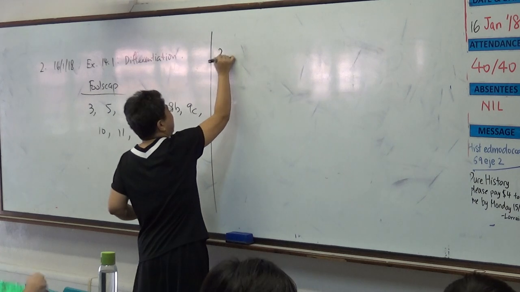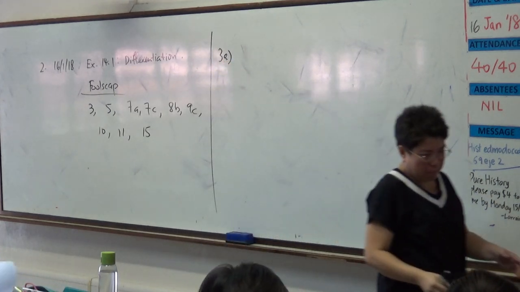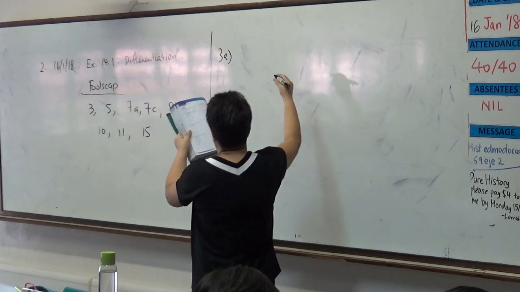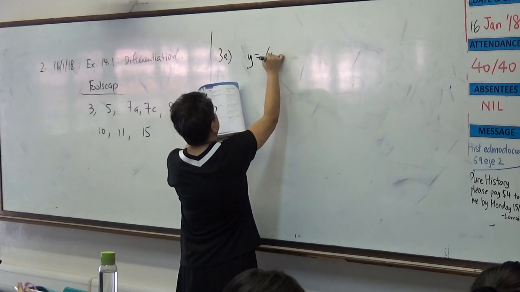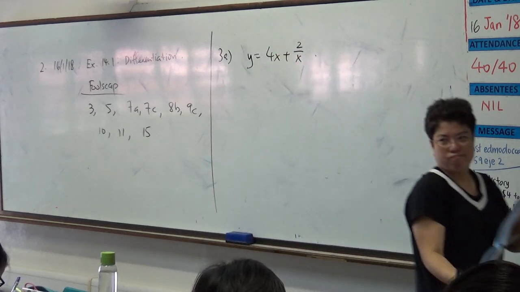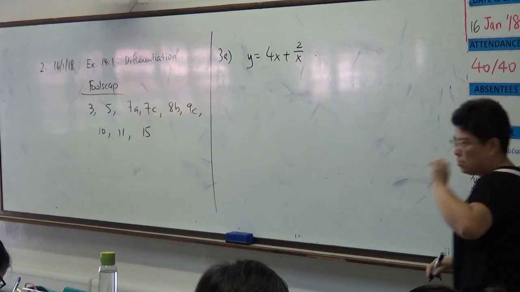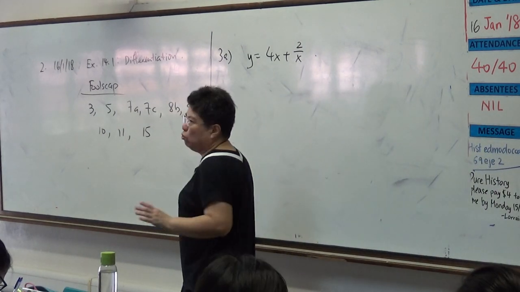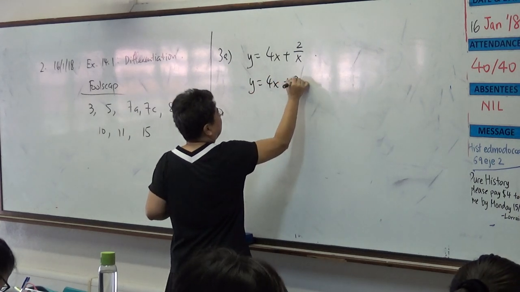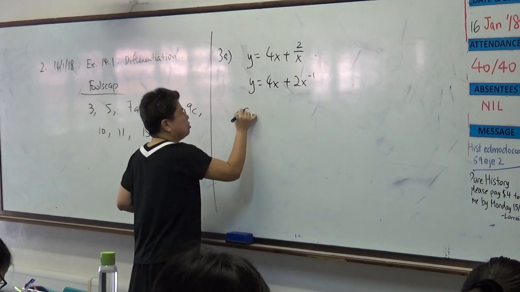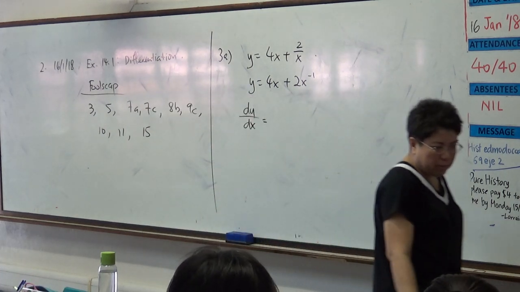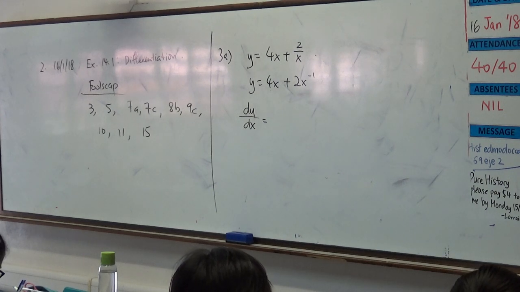Let's look at 3A. Differentiate each of the following with respect to x. Now, can I ask you to go and get the y? Can I suggest that you do not differentiate straight away, you rewrite first. Very good. So, dy dx. I'll give you 3 minutes. If this one cannot be done in 3 minutes, that means something is wrong.